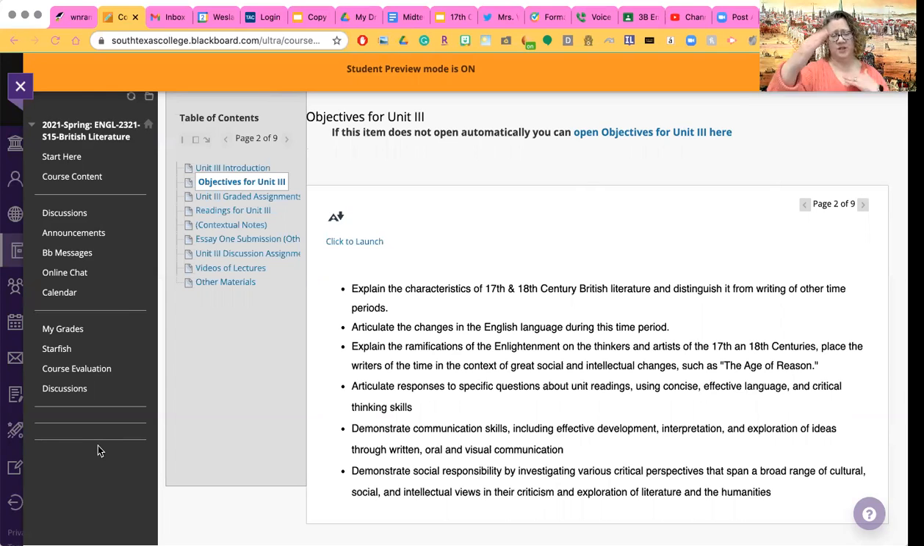So this unit's split on either side of the spring break and on either side of the midterm too. You should also be able to articulate the changes in the English language during this time period from the previous ones. Explain the ramifications of the Enlightenment on the thinkers and artists of the 17th and 18th centuries. I'm going to be talking about the Enlightenment today. Articulate responses to specific questions about readings. That's your discussions. Demonstrate communication skills, and demonstrate social responsibility by investigating critical perspectives. So all those are the goals for this unit.